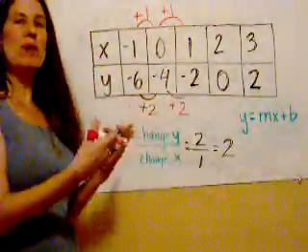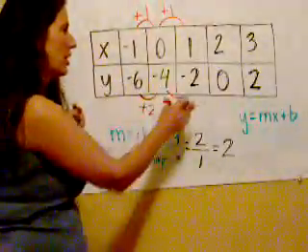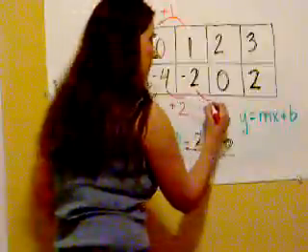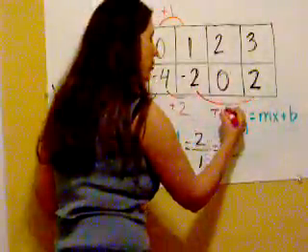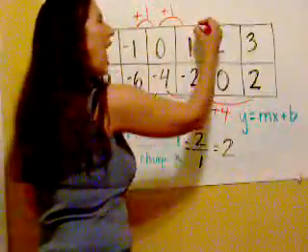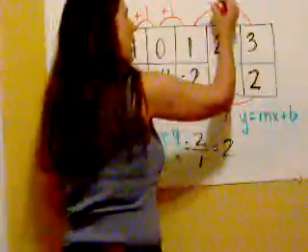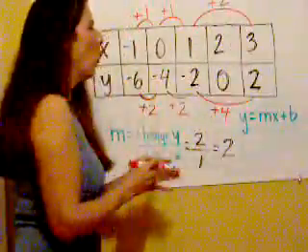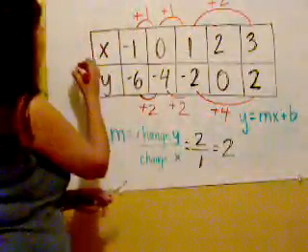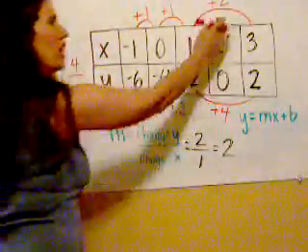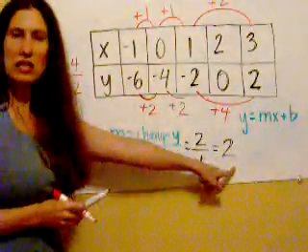Now, what if I didn't pick points that were consecutive, like right next to each other, as these points are? Let's say I pick from here to here. Well, from -2 to 2, it goes up by +4. And those same 2 points in the x values from 1 to 3, it goes up by +2. Well, change in y is 4, and the change in x is 2. Well, what's 4 over 2? It still simplifies to 2.